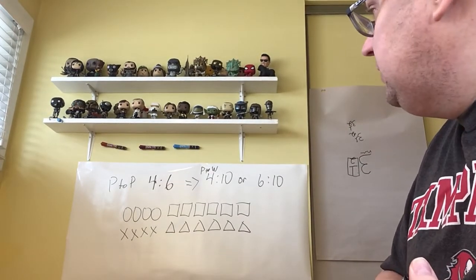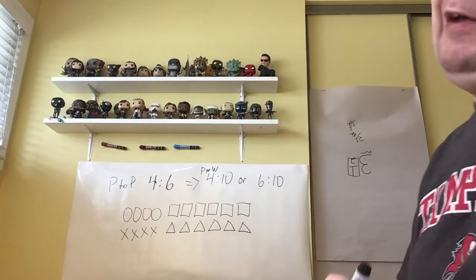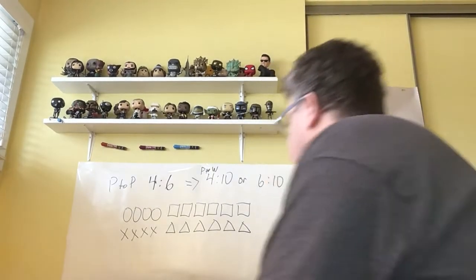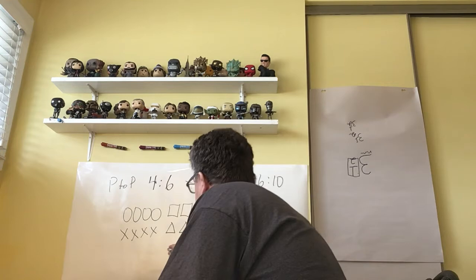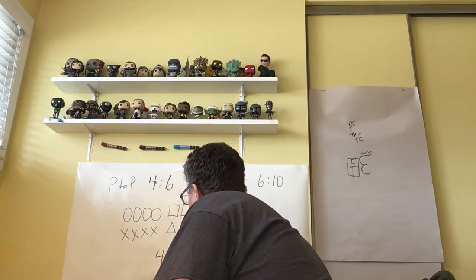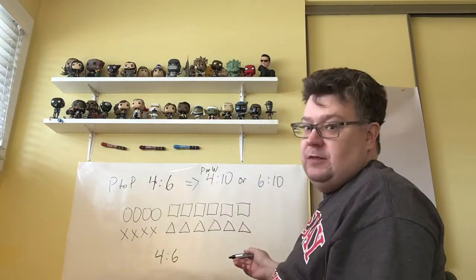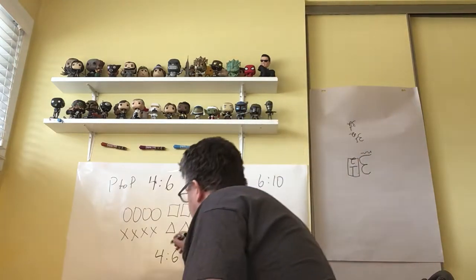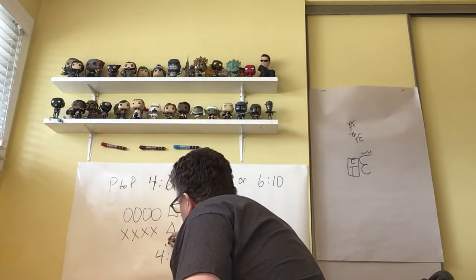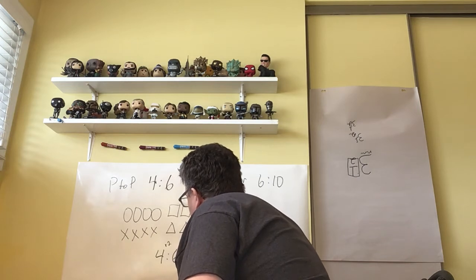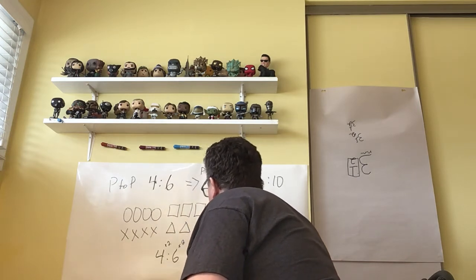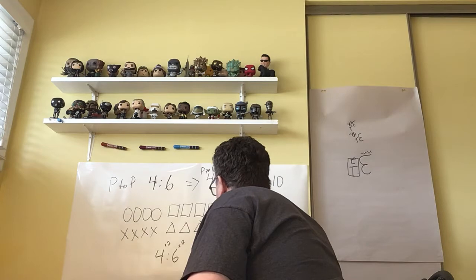And if you're needing to do an equivalent ratio for, say, 4 to 6, I say just double it. So I would multiply each side by 2. And that will give me an equivalent ratio of 8 to 12.